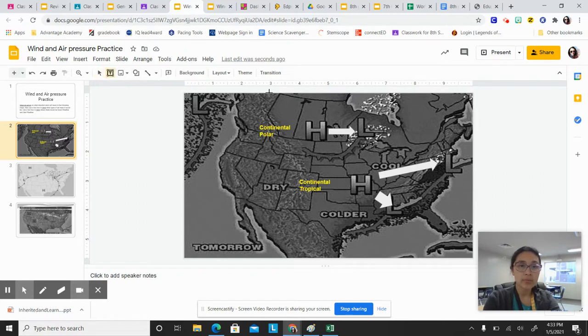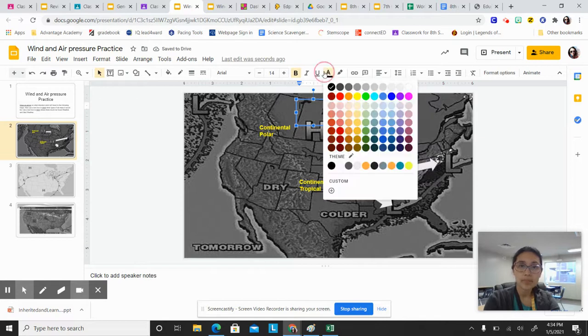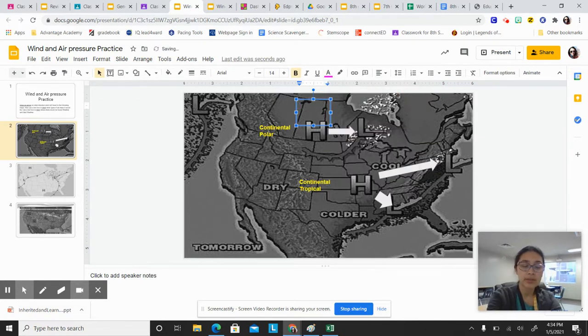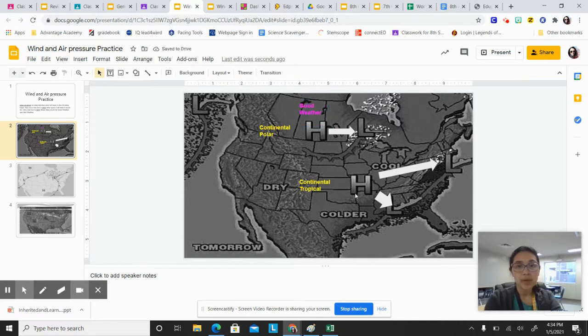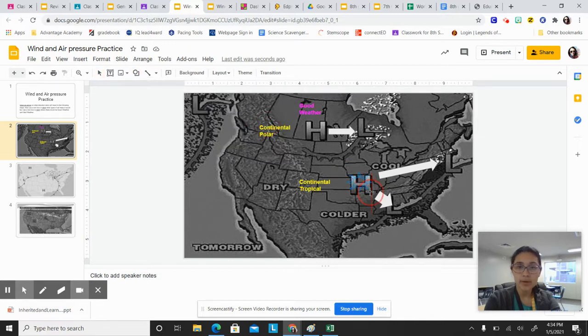So again, I'm going to type my text box here. And I can type good weather. I'm just going to put this in pink just so I can tell the difference. Okay. And then I have another H here, which means that's going to be another good weather. You know what? I'm going to put a sun here. Nice sunny weather, right?